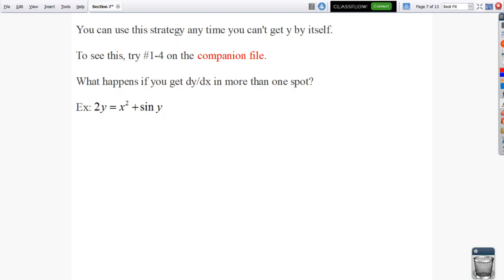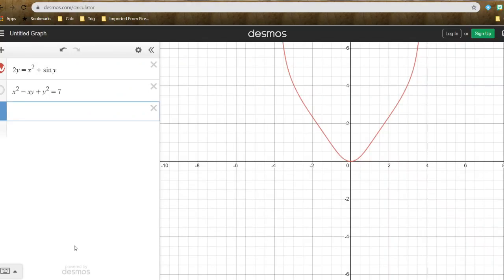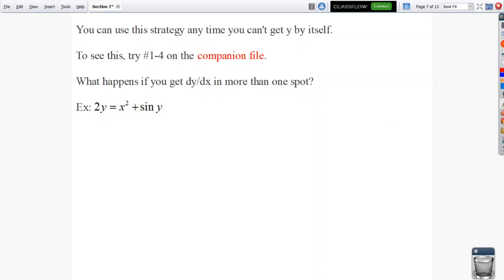First off, I will point out that I was able to graph this on Desmos just to show you what the graph looks like. And you can see it looks like this. I don't really know anybody who can graph the implicit functions by hand, but I'm sure somebody can. So what we're going to do here is d/dx both sides of the equation. So we'll d/dx 2y and we'll d/dx x squared plus sine of y. And everything is going to be the exact same that we just did.